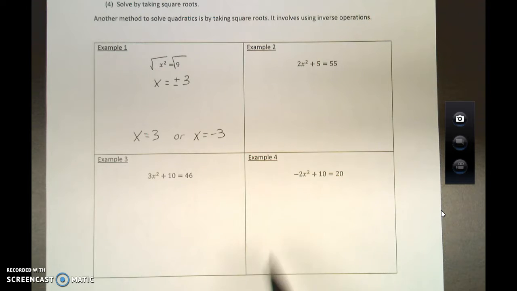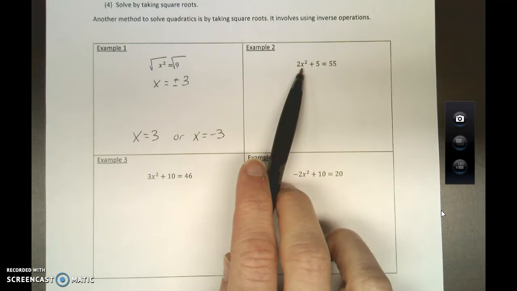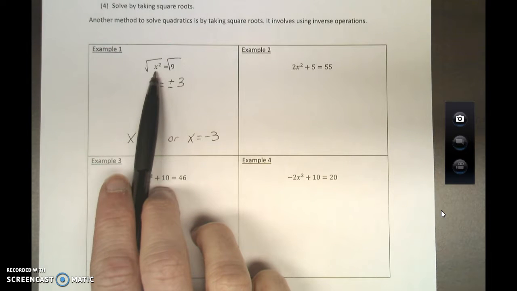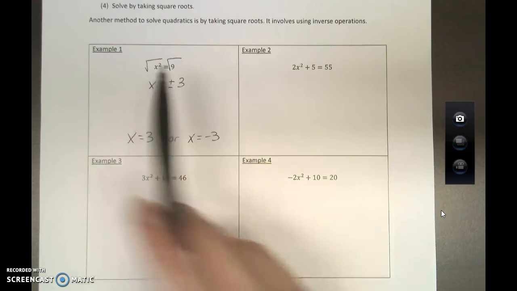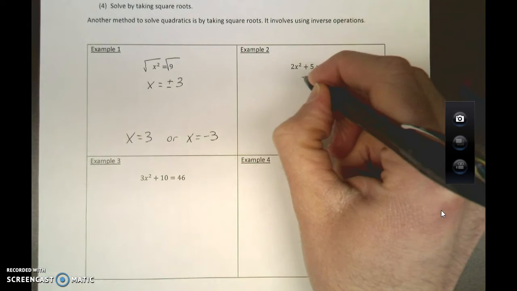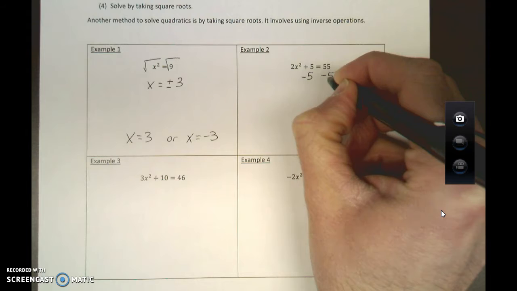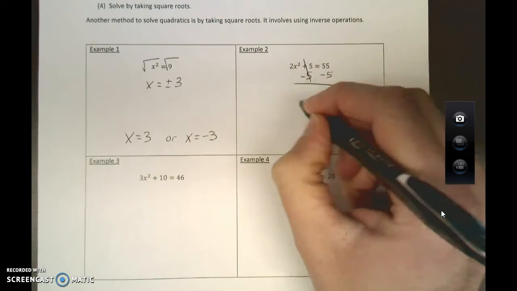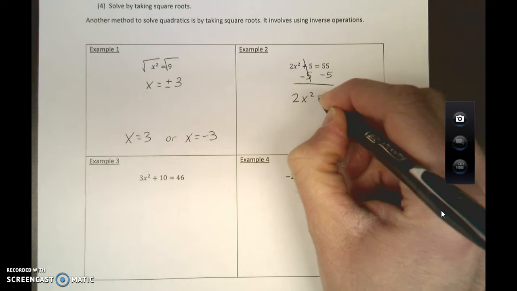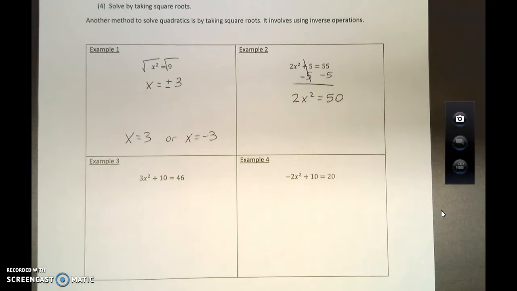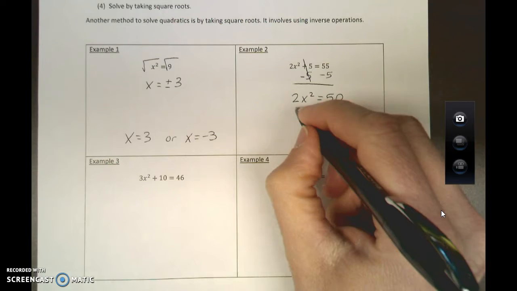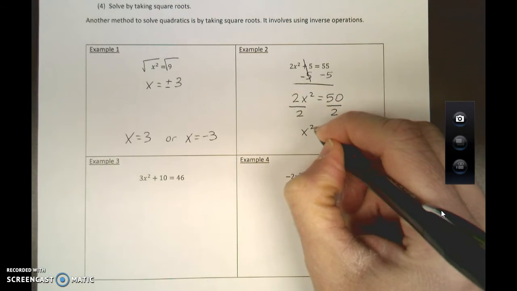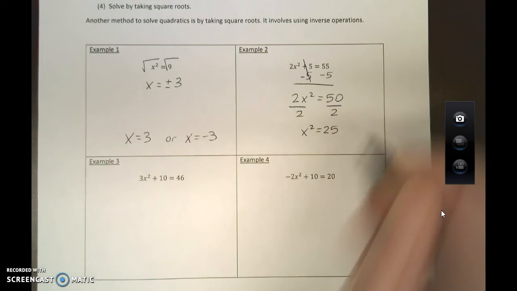In order to take square roots, let's look at example 2. The x squared has to be all by itself. Like in example 1, we could take the square root right away because the x squared was all by itself. For example 2, we've got to do some manipulating. We've got to move the equation around. So I'm going to subtract the 5 and get 2x squared equals 50. Before I can square root, I want to get x squared by itself, so I'm going to divide by 2. So x squared equals 25.